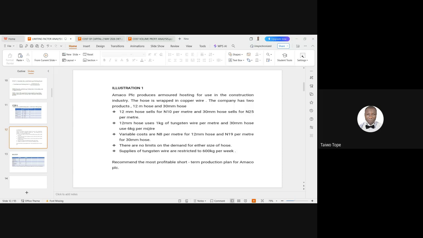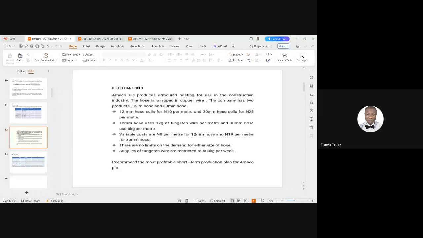Yes, supply. The limiting factor is 600 kg. Supply of tungsten wire is, see the word, restricted. It means even when you have demand that you need more tungsten wire within a week, you cannot go beyond what? 600 kg. That is a limiting factor.